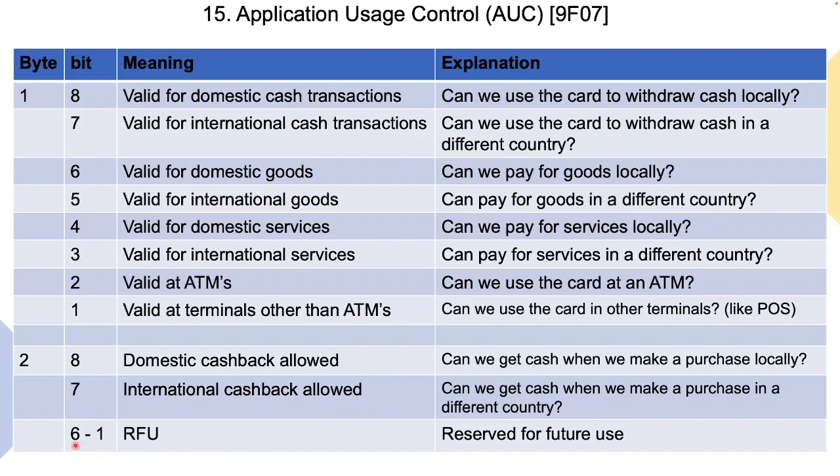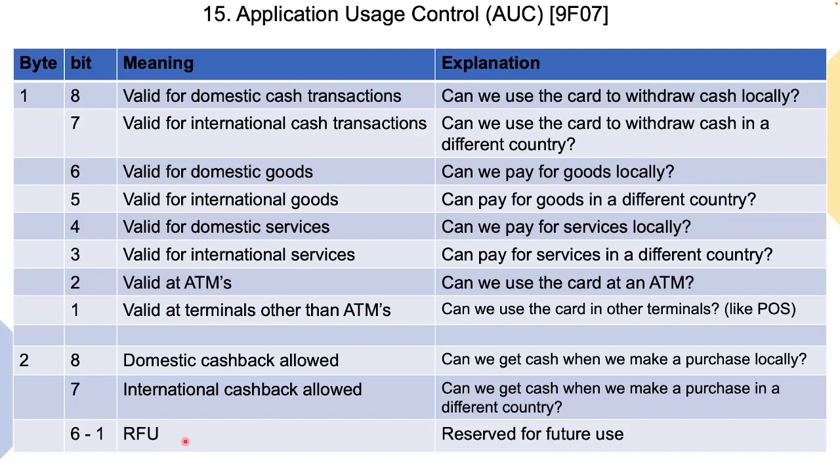You'll see that the bits 6 to 1 will always be set to zeros. It's reserved for future use. So as we find more going into the future, if you find there are other things that we could allow or not, then the schemes and EMV Code could actually allocate those additional goods or services or transaction types to one of these reserved for future use slots.